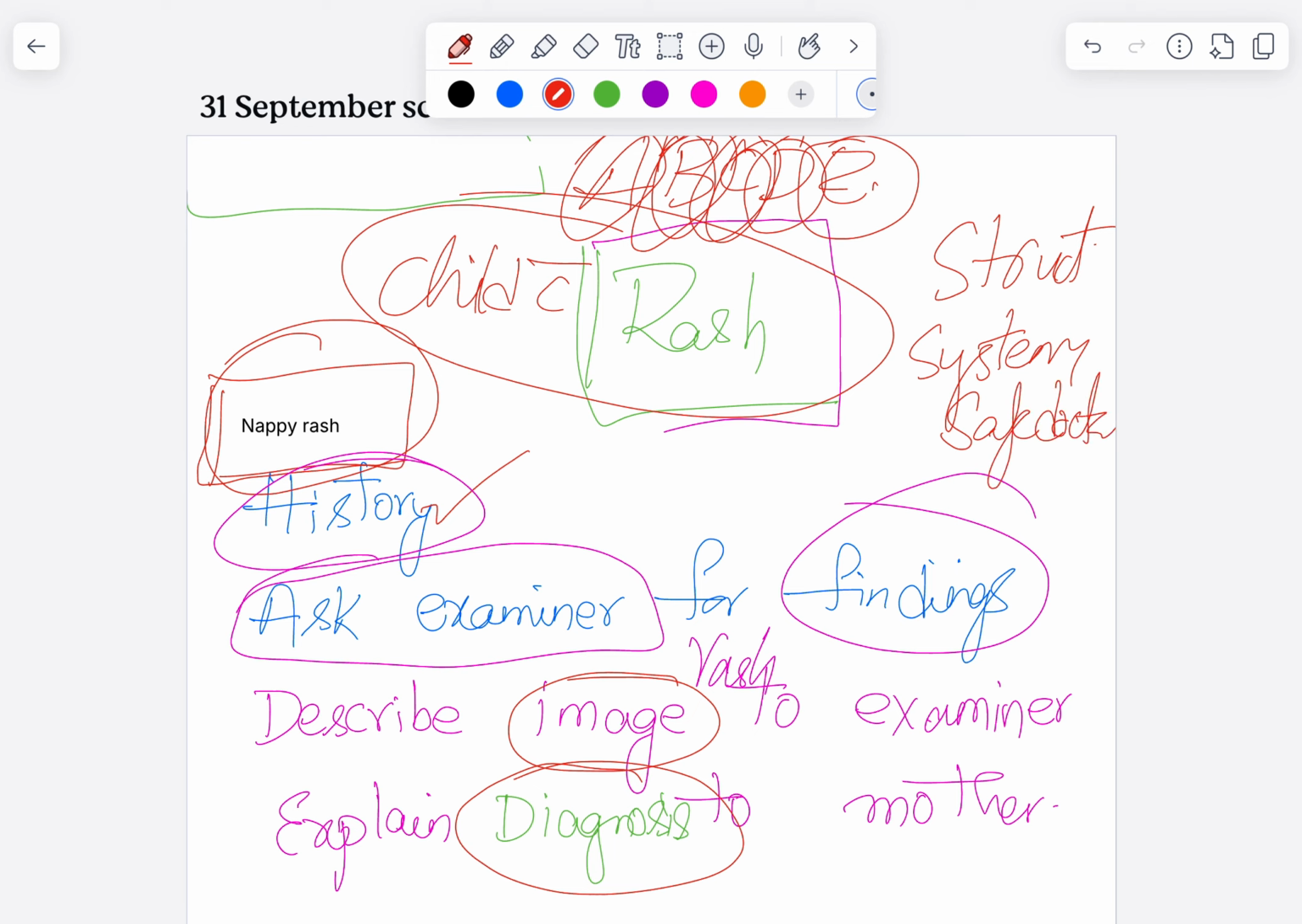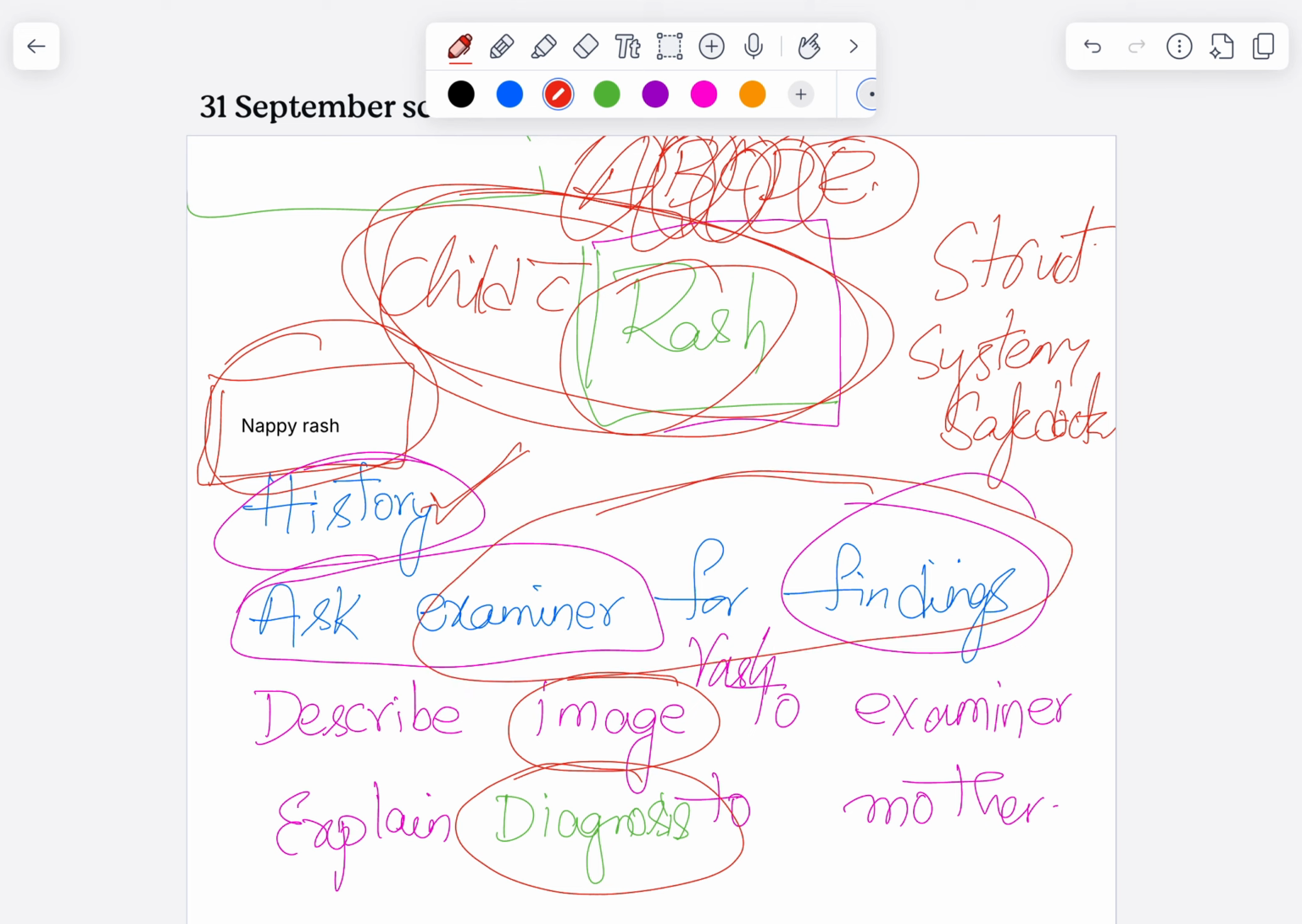Everyone knows a rash in the nappy region is a nappy rash, but why are most of the doctors failing and only some doctors passing? That's because the doctors who pass have an approach, which is what I teach in my courses. And this case is, you need to think like it's a case of a rash in a child. Then you ask the examiner for findings. When you ask the examiner for findings, you have to ask about examination findings of a rash, not just nappy rash. Okay, you need to rule out CNS red flags.